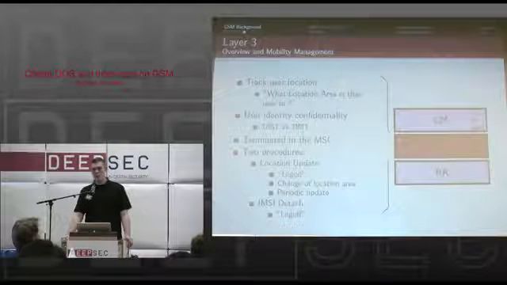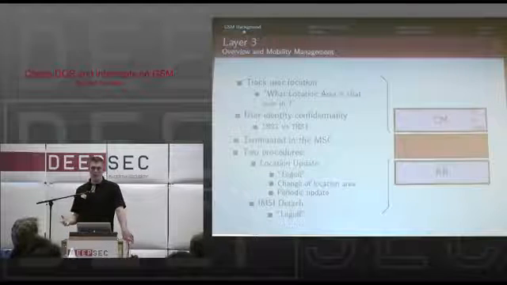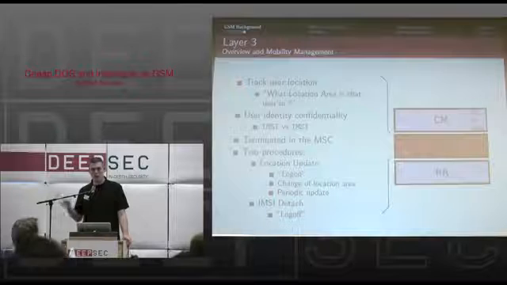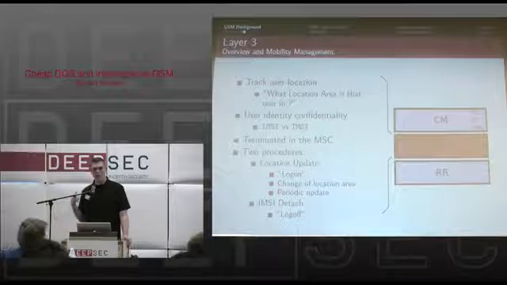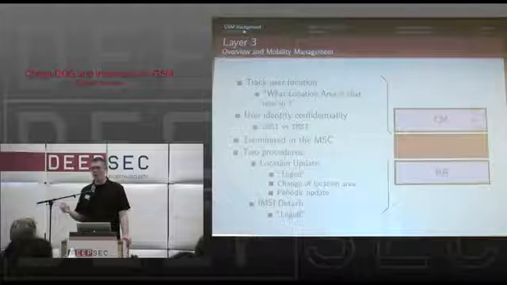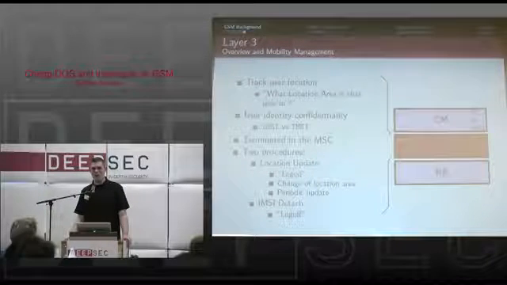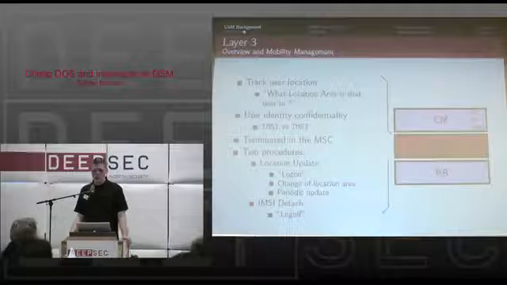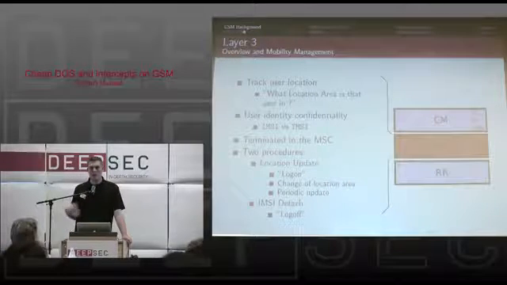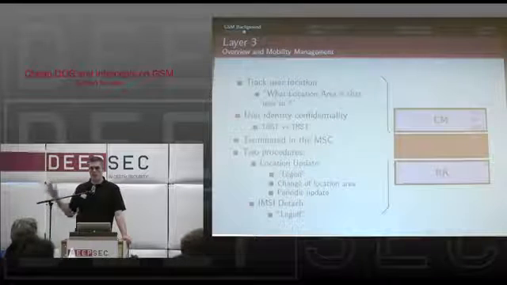But to accomplish this goal, it uses 2 main procedures. The first is what's called the location update. This procedure is used in 3 separate cases. First, when you turn on your mobile phone, you log in to the network. Or when you change location area, you basically tell the network, I moved from this location area to that other location area. Or what's called the periodic update. Basically, without any reason, your phone will just contact the BTS to say, I'm still here.